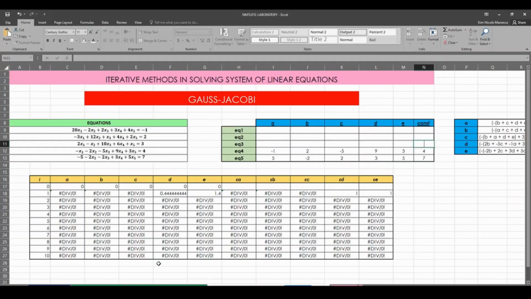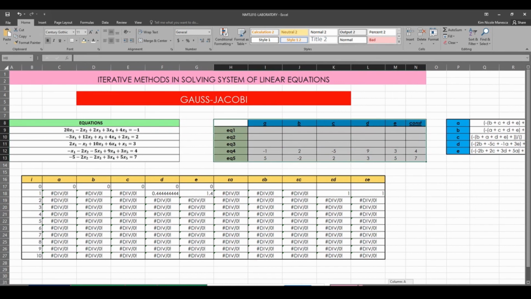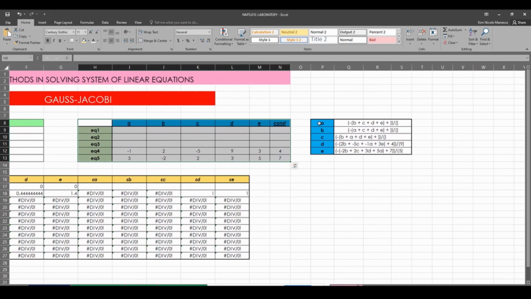This Excel worksheet works by determining solutions in a system of linear equations. It is one of the iterative methods used in solving linear equations, the Gauss-Jacobi. Let's work on this template. So if you have the following equations over here, you will input the coefficient of each in this table over here. After entering the values in the table, this table right over here will provide an equation for each unknown value, which is from A to E.